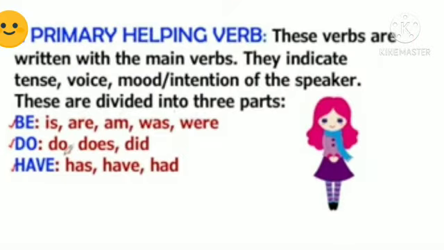Here on the screen you can see the primary or the helping verbs that are used with the main verb. They indicate the tense, voice, mood, and intention of the speaker also. They are divided into three parts. The first is be, the second is do, and the third is have. Helping verbs is, are, am, was, were are in the family of be; do, does, did in the family of do; and have, has, had belong to the family of have.